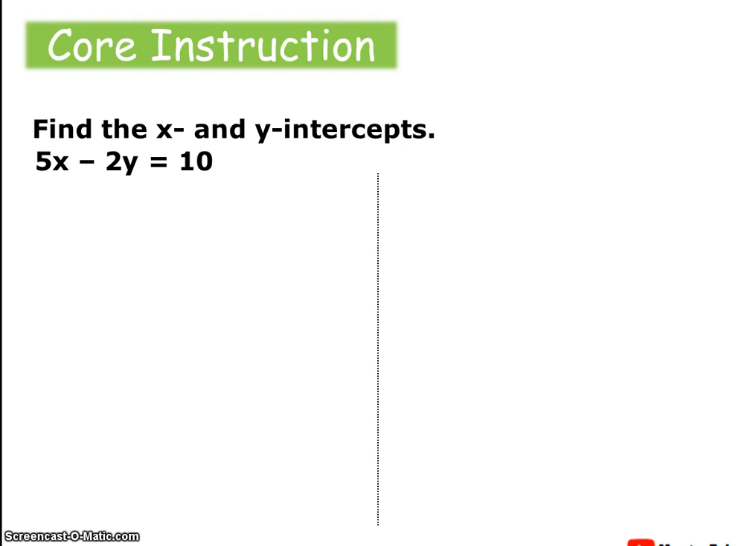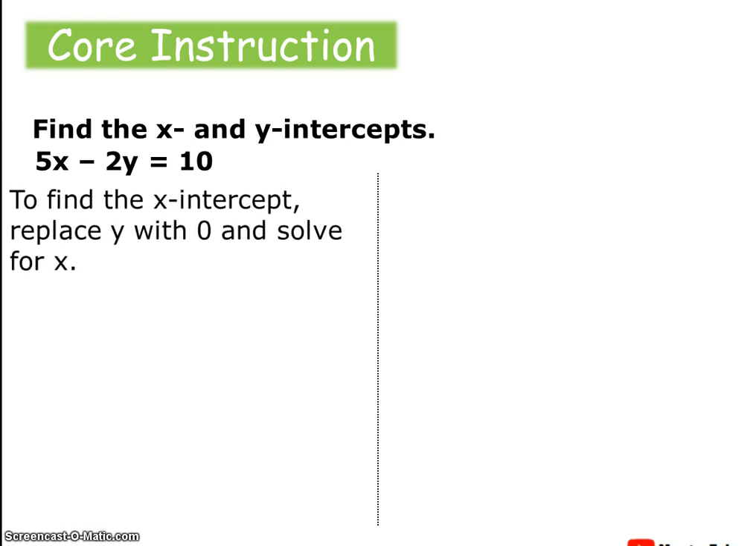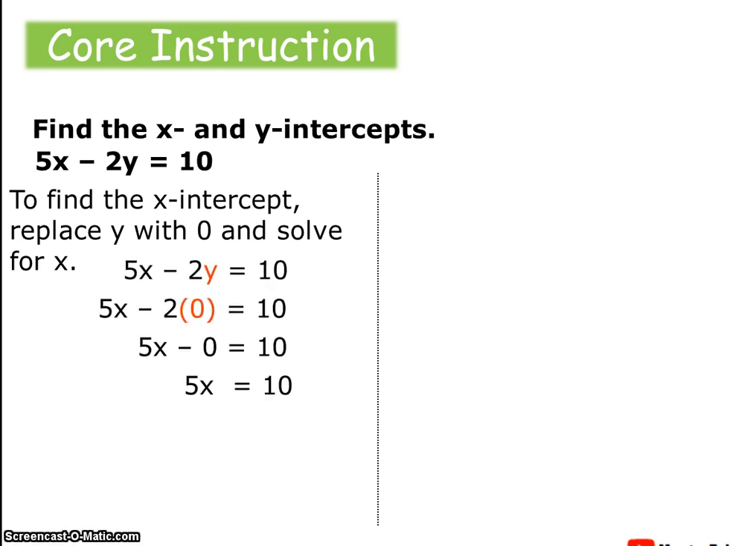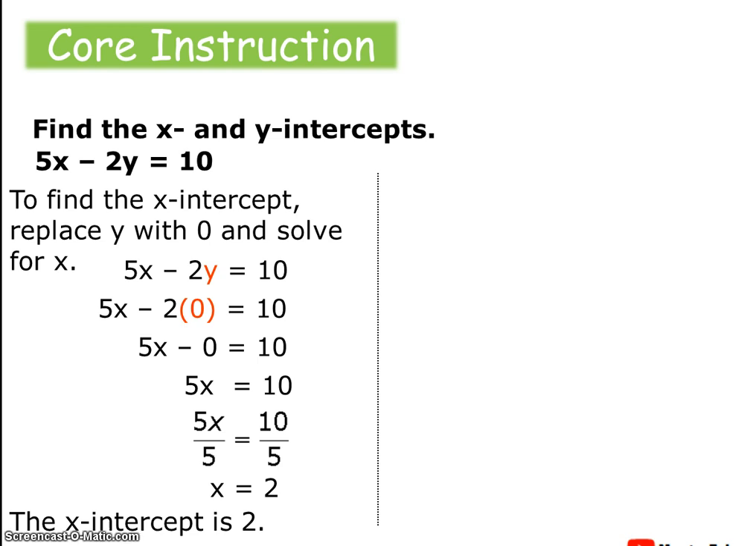So we're going to find the intercepts given an equation this time. To find the x-intercept, we're going to replace y with 0, because remember the x-intercept is when y equals 0, and then solve for x. So in this equation, I'm simply going to plug in 0 for y, and then evaluate, and find my corresponding value for x, which in this case is 2. So the x-intercept is 2. In other words, when y is 0, x is 2.